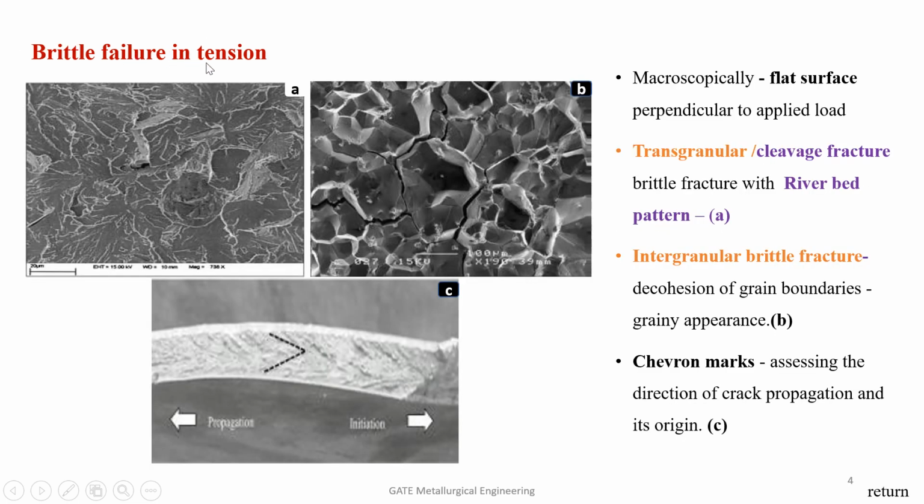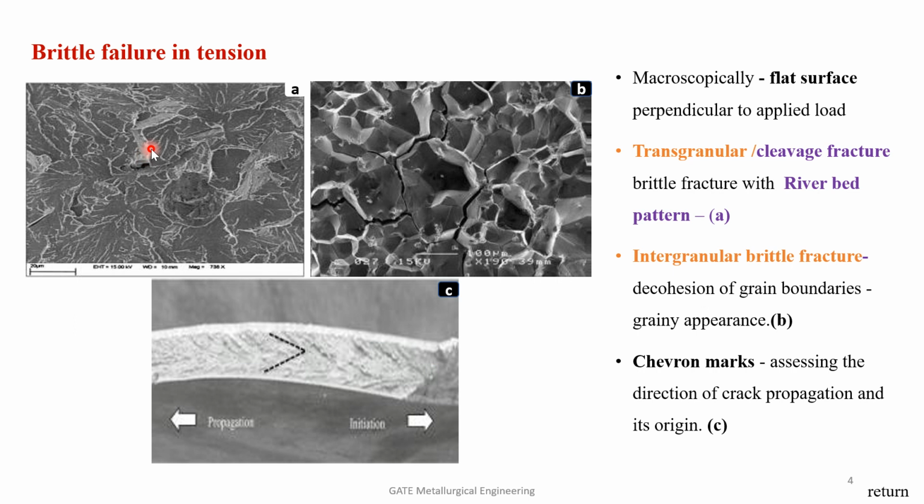Now next is brittle fracture in tension. In case of brittle fracture, the macroscopic surface, if you are seeing with the naked eye, instead of a cup and cone like image, we will be seeing a very flat surface. And when we observe this flat surface under the microscope, we will either see something like this. This is known as the riverbed pattern, and this is known as the decohesion of grain boundary.